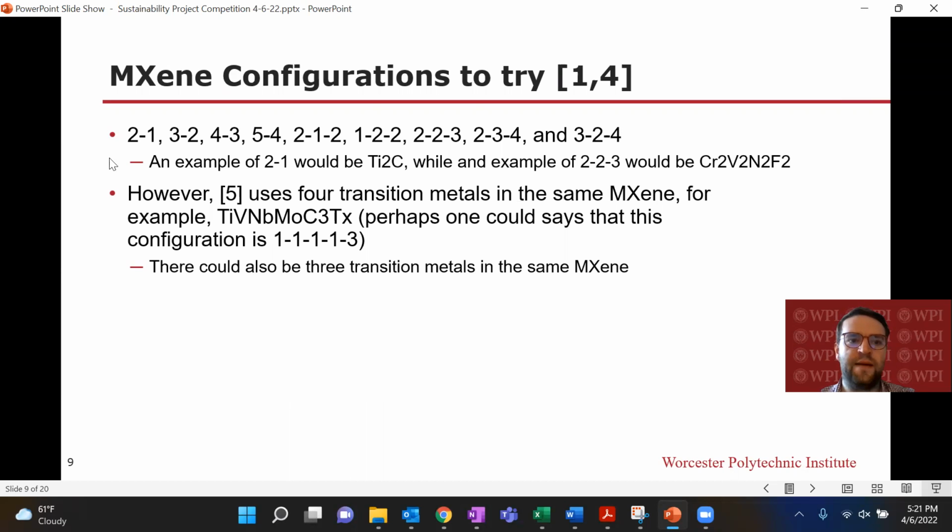MXene configurations to try. Here's a list of configurations. 2,1, for example, would be titanium 2 carbon. While an example of 2,2,3 would be Cr2, V2, N2, F2. It's possible to use more than just 2 transition metals in the same MXene.